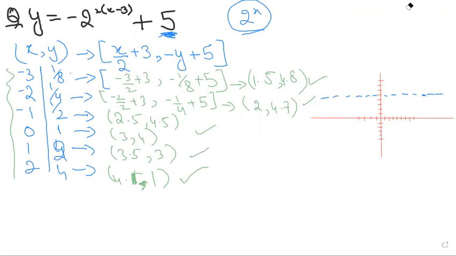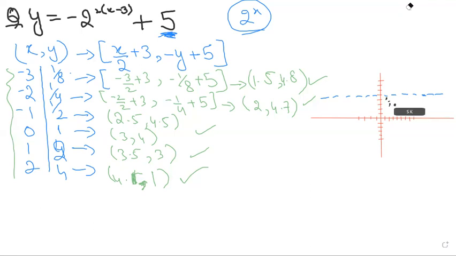Let's see. So my first point is 1.5 and 4.8. It will be somehow here, and the next one is 2 and 4.7. So it will be somehow here. Next one is 2.5 and 4.5. So you can see it's coming down one by one. And the next one is 3 and 4. It will be somehow here.